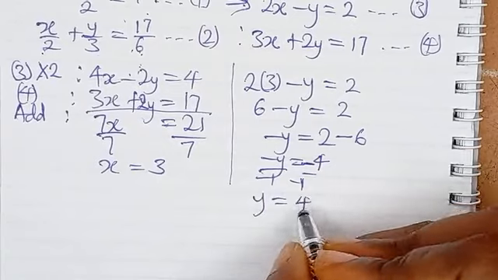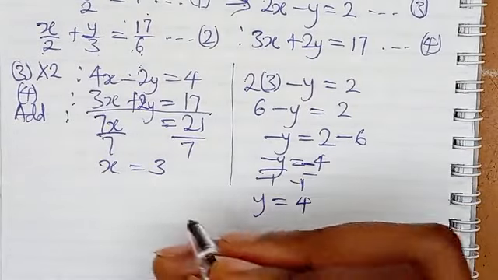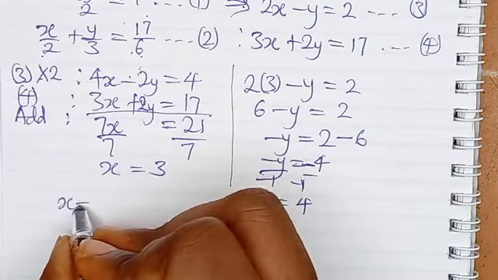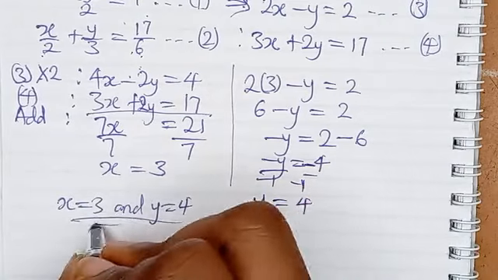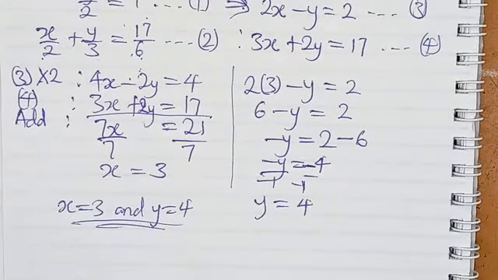y is equal to 4 and x is equal to 3. So these solutions, x is equal to 3 and y is equal to 4, both satisfy the given equations. You can do your check to confirm.